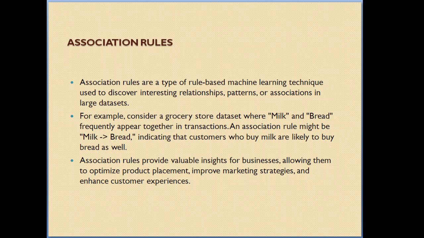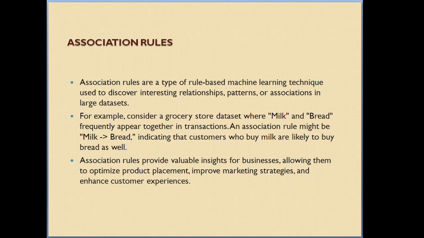Hello everyone. For this video, we're going to talk about association rule. Now, what is association rule? Association rule is a type of rule-based machine learning technique that is used to discover relationships, patterns, or associations between all such large data sets.